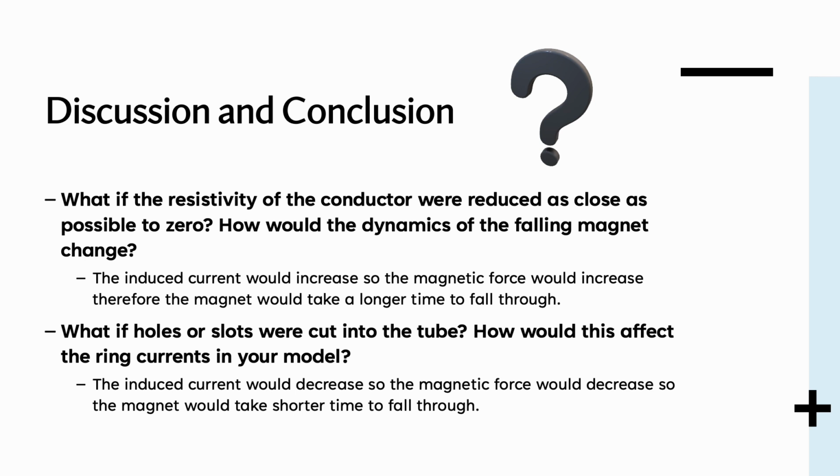How would this affect the ring currents in your model? The induced current would decrease, so the magnetic force would decrease, so the magnet would take a shorter time to fall through.